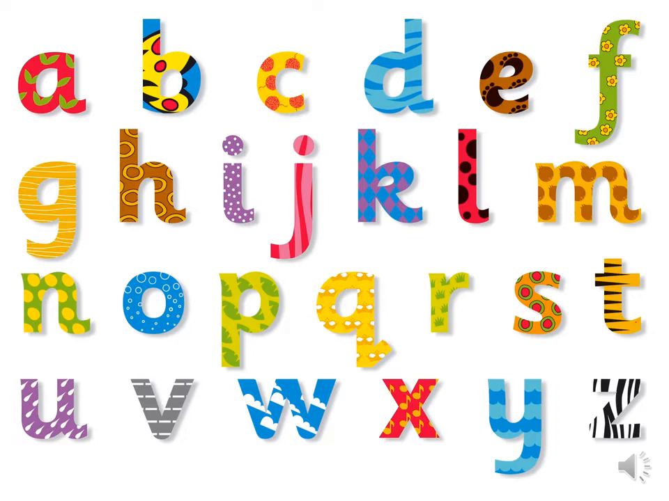Let's begin. We're going to start by revisiting and revising our letter names. To do that, we can sing an alphabet song. And the alphabet song we're going to sing today is to the tune of Happy Birthday. Sing along with me. A, B, C, D, E, F, G, H, I, J, K, L, M, N, O, P, Q, R, S, T, U, V, W, X, Y, Z.